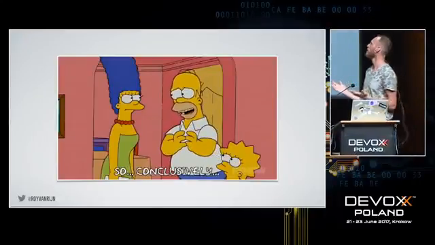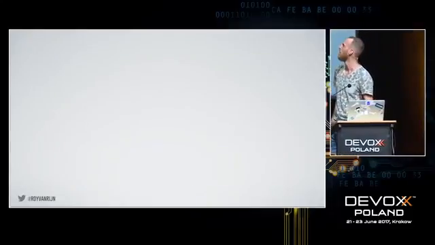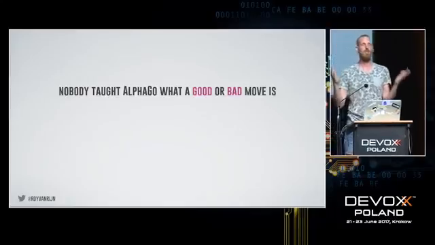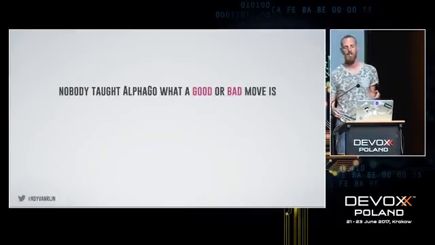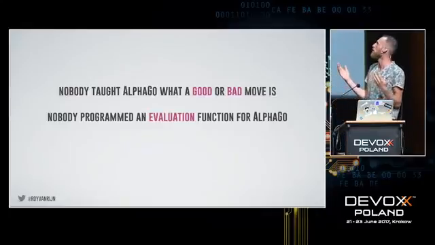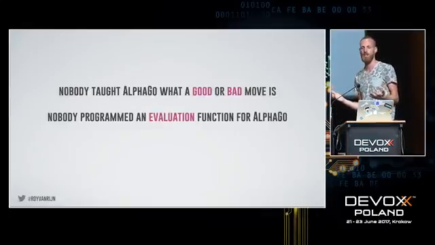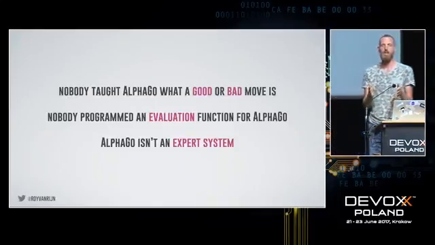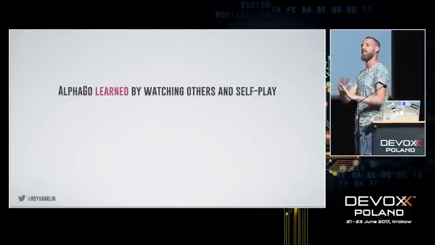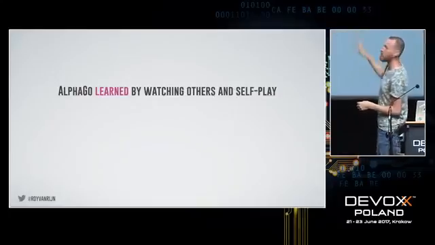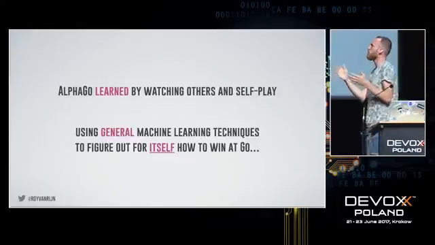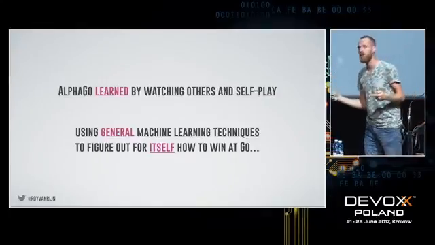So what can we conclude from this? The amazing thing is, nobody taught AlphaGo what a good or a bad move is. Nobody programmed an evaluation function for AlphaGo. AlphaGo isn't an expert system. It isn't made specifically for Go. Sure, it has Go in the name, but that's about it. AlphaGo learned by watching others and self-play. And this, to me, is really amazing, because it was using general machine learning techniques to figure out for itself how to win at Go.